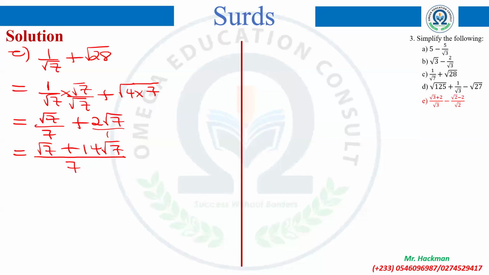Yes, sir. So at this point, we can easily combine. The denominator will be 7, not root of 7. The numerator will be 1 root 7 plus 14 root 7, so they are like terms. That will give us 15 root of 7. All correct. So you draw your conclusion, and at this point, we could have even drawn our conclusion there. 1 over root of 7 plus root of 28 will be equal to what? 15 root 7 over 7.